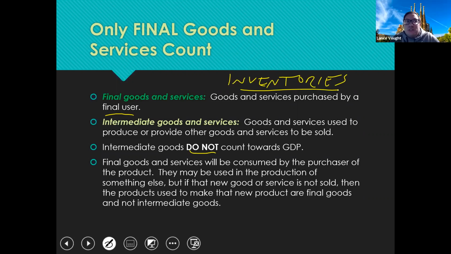But if we don't sell it in 21, rather than have to follow and track down that car until it gets sold in 2022 or 2023 or 2035, we just basically count it as an inventory based on how much it costs us to make it.